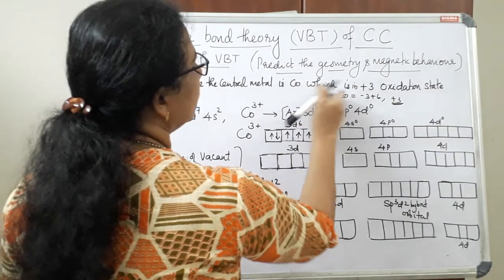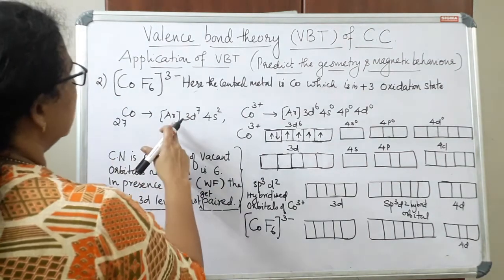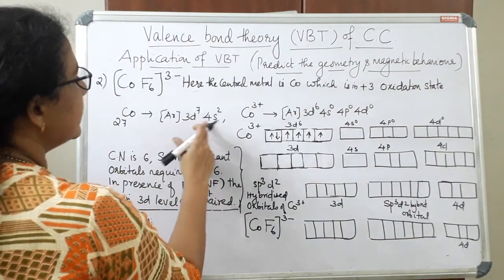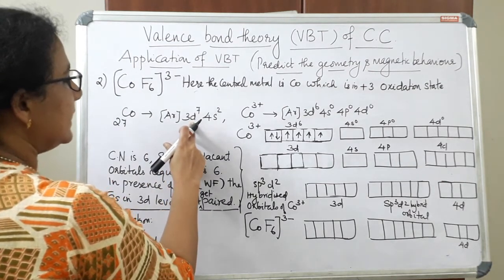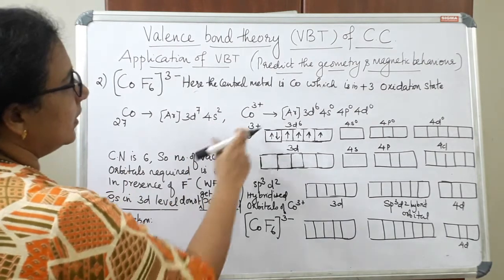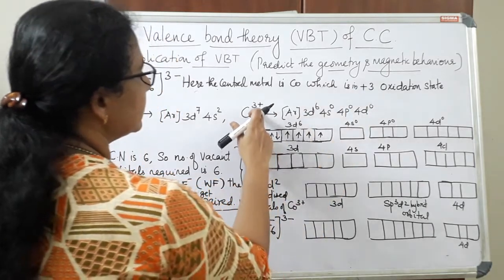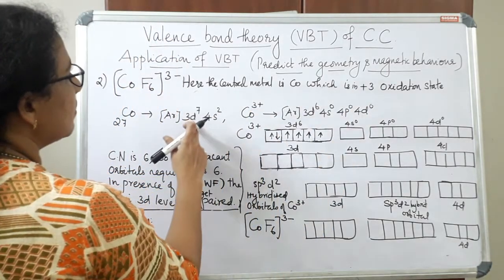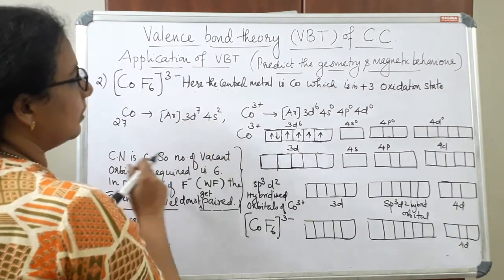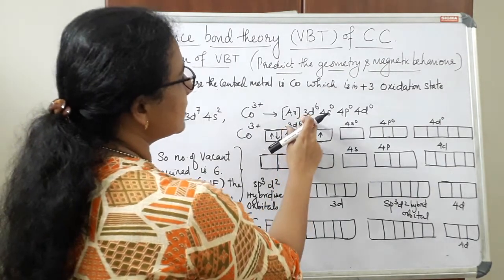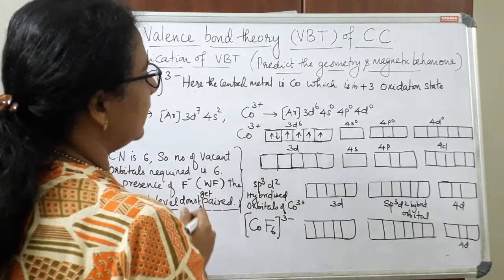Now let us write the atomic number of cobalt. So the atomic number of cobalt is 27. The electronic configuration is Ar 3d7 4s2. Now write the electronic configuration of Co3+, since the oxidation state is +3. So we need to remove 3 electrons from the outer orbitals, that is 2 from the s orbital and 1 from the d orbital. Now we will get 3d6 configuration. So Co3+ is having 3d6 configuration.